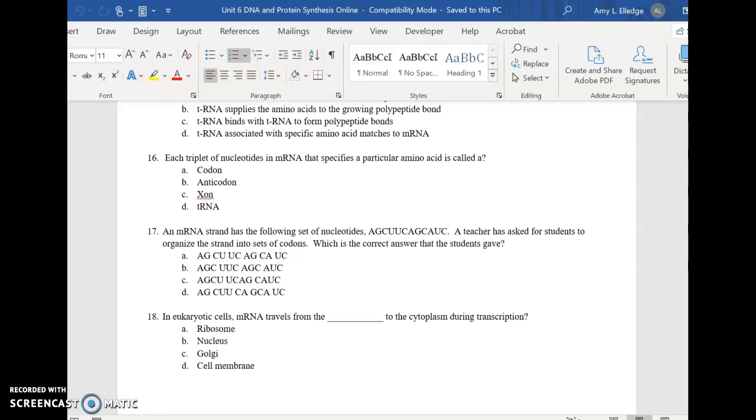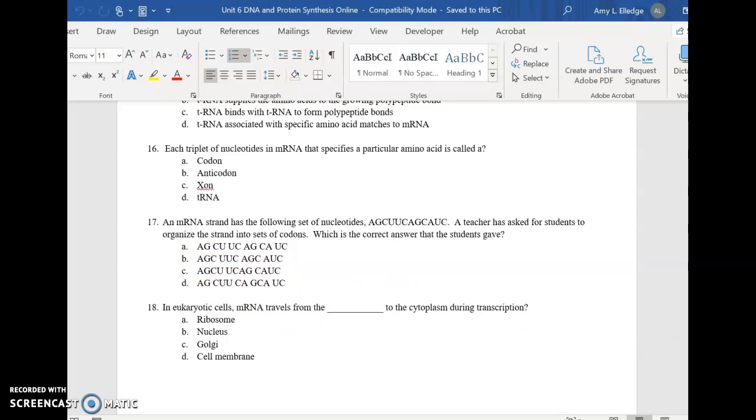All right, number 17, an mRNA strand has the following set of nucleotides. A teacher asks students to organize the strand into sets of codons. So how many letters are in a codon? The same number of letters you use in your chart. You've got to separate them into sets of 3. So that should be B, where they're all in sets of 3, the codons.